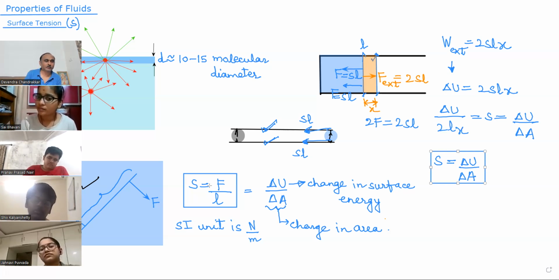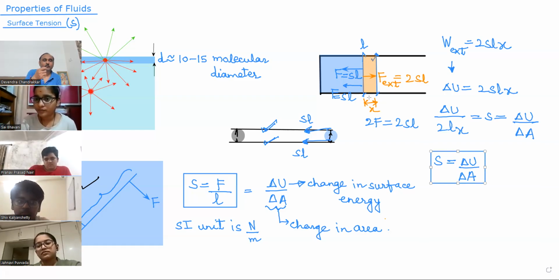So the net force is 2SL, and that is equal to F external. We are applying an equal and opposite force just to keep this wire at its original point. Now that F external is slightly increased so that the wire moves quasi-statically, very slowly outside by a distance x without accelerating. Understood?